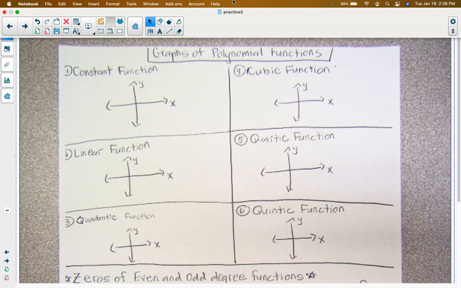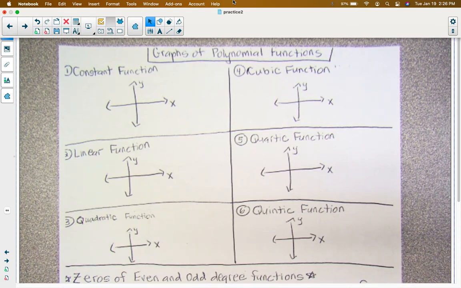Now, we tapped on a few of these general shapes a few weeks ago, but I'm bringing it back up today since we're in the polynomial unit. So I'm going to go through a constant, a linear, a quadratic, a cubic, a quartic, and a quintic function. And I'm just going to sketch in the general shape of what these functions look like.